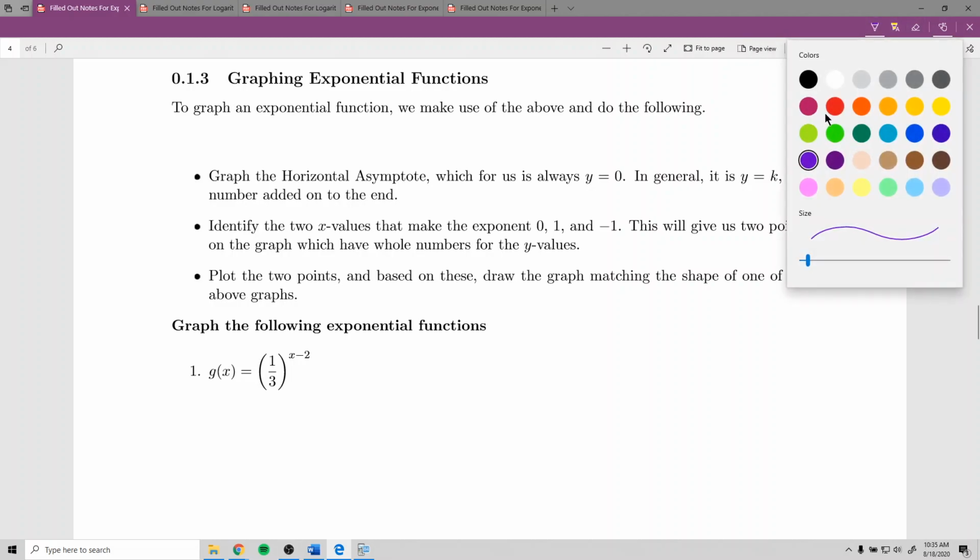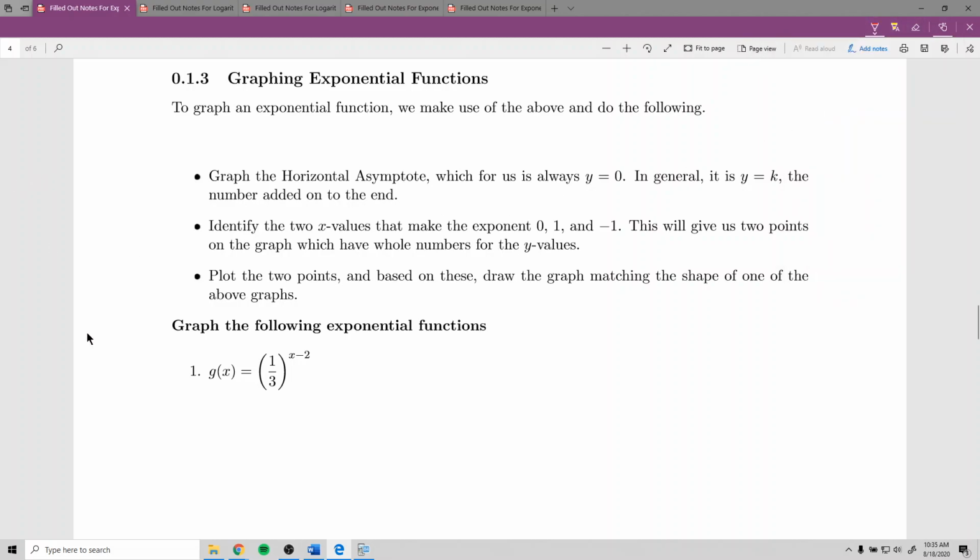So here are the general rules of thumb. If you're doing it by hand, you have to do this part. The computer is going to do this part for you. All right, so the computer is going to fill in the horizontal asymptote after you graph it. But in general, it's a good idea to graph. If you do it by hand, you need to graph the horizontal asymptote because it will tell you where to stop.